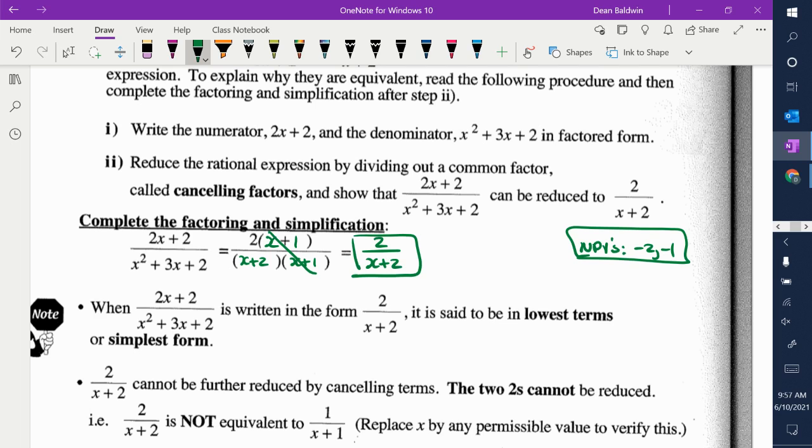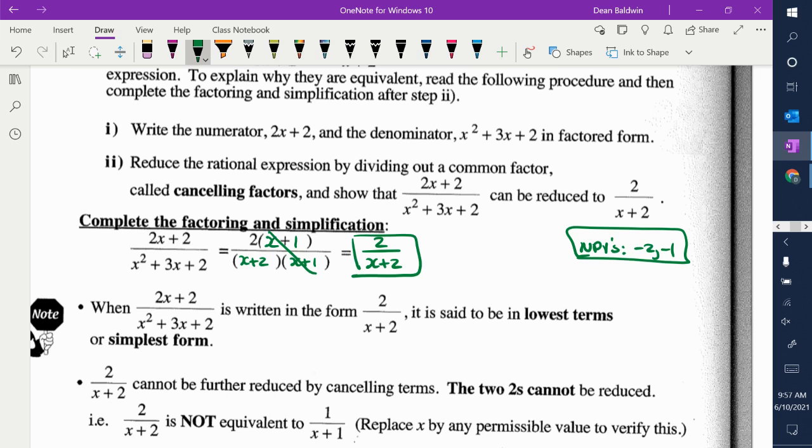This is the same as this. You will learn in grade 11 or grade 12 that because you canceled it, there's an actual hole in the graph. That's irrelevant to us. So your answer on a test would be this, and you have your NPVs. A mark for this, probably a mark for showing your work, so it's a 3-mark question. Factor, write your NPVs, cancel.